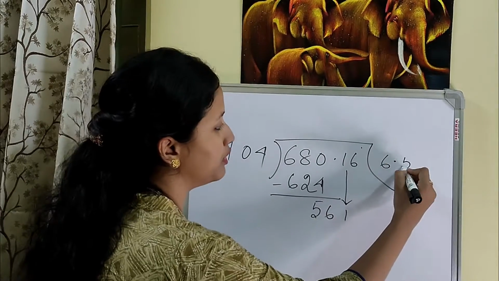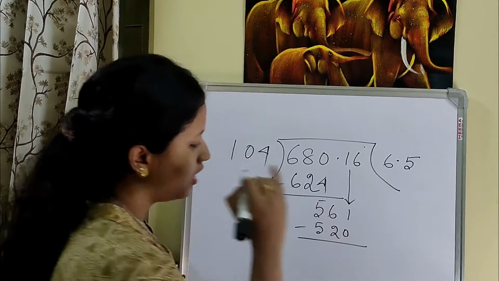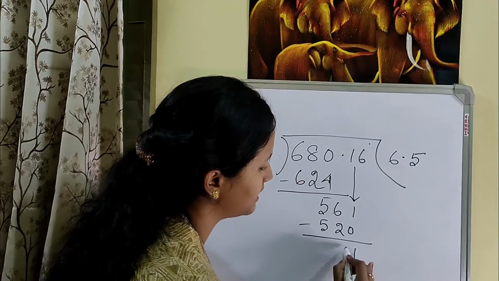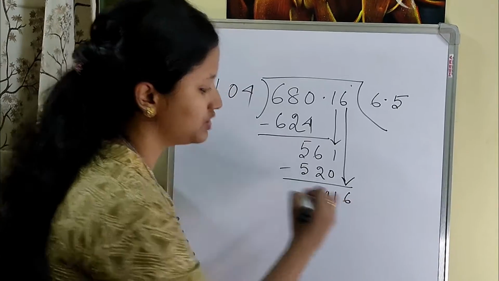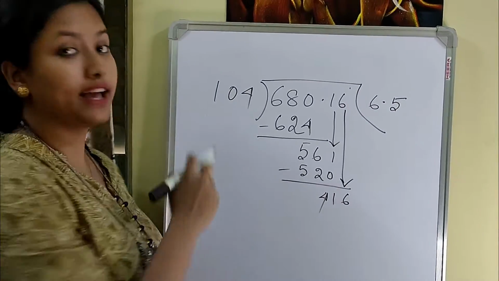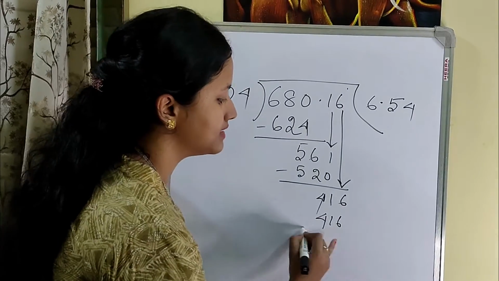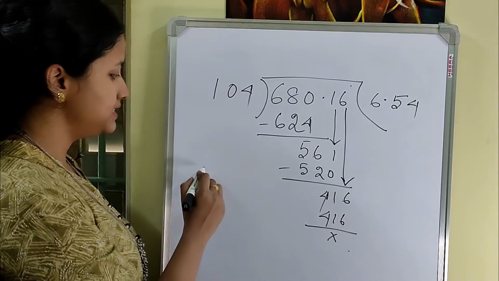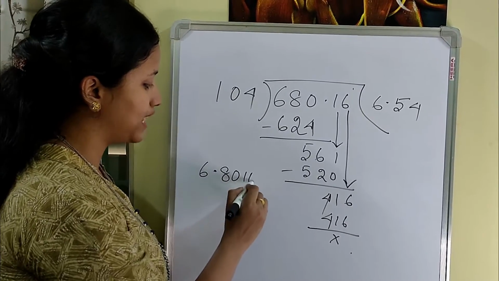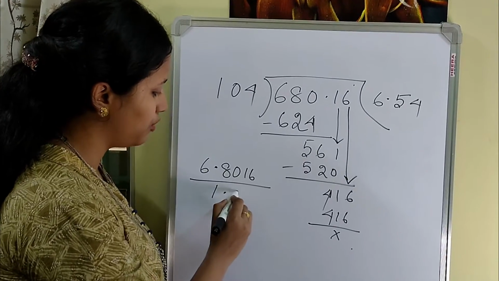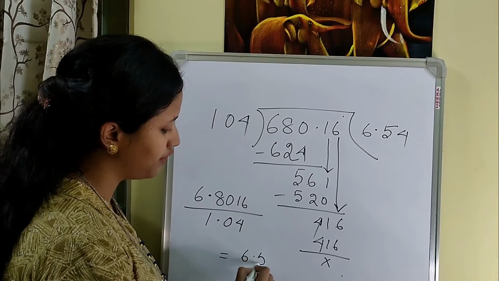You bring down 1. When you multiply 104 with 5, you get 520. Again on subtracting, we get 41. You bring down the next number, which is 6. If you multiply 104 with 4, you get 416. So students, the initial number was 6.8016 divided by 1.04. The result is 6.54.